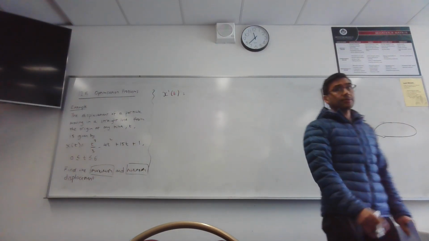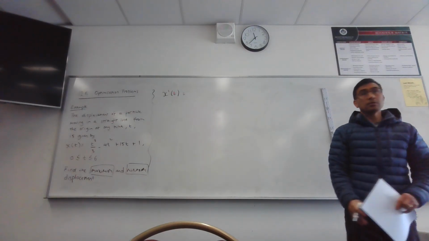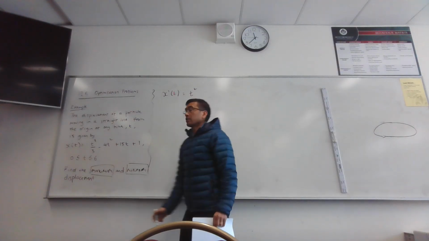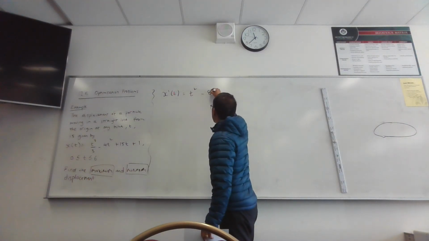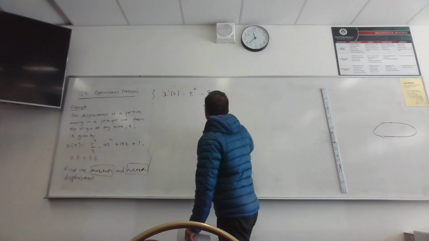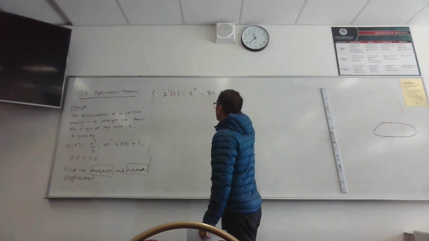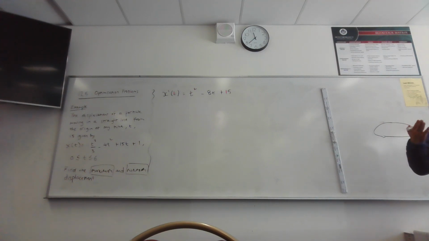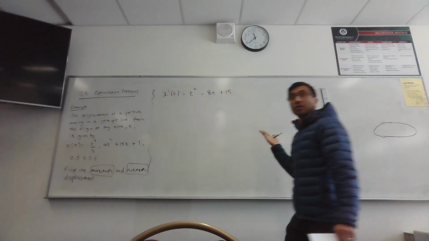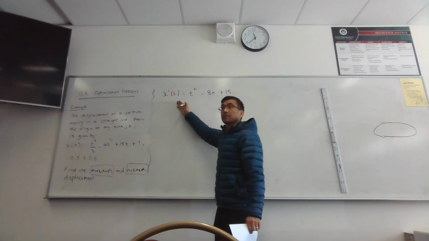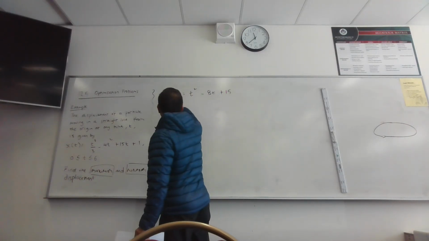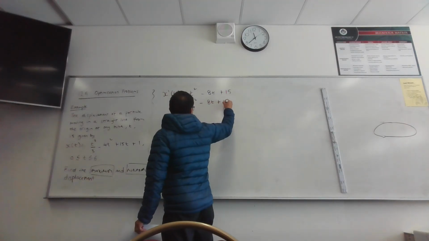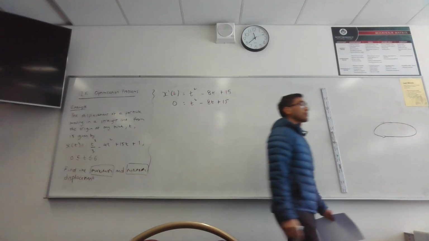T cubed on 3, if I derive that, is t squared, minus 4t squared, that's 8t, and then plus 15. Okay, once we've derived it, what's the second natural step that we're going to do with this equation? Make it a 0. We are looking for a 0 gradient, which is either the max or the min.